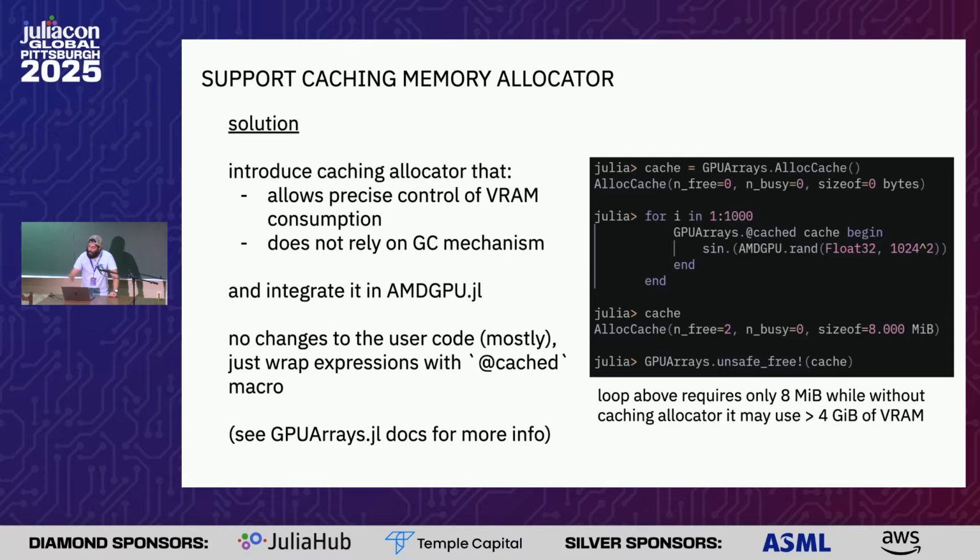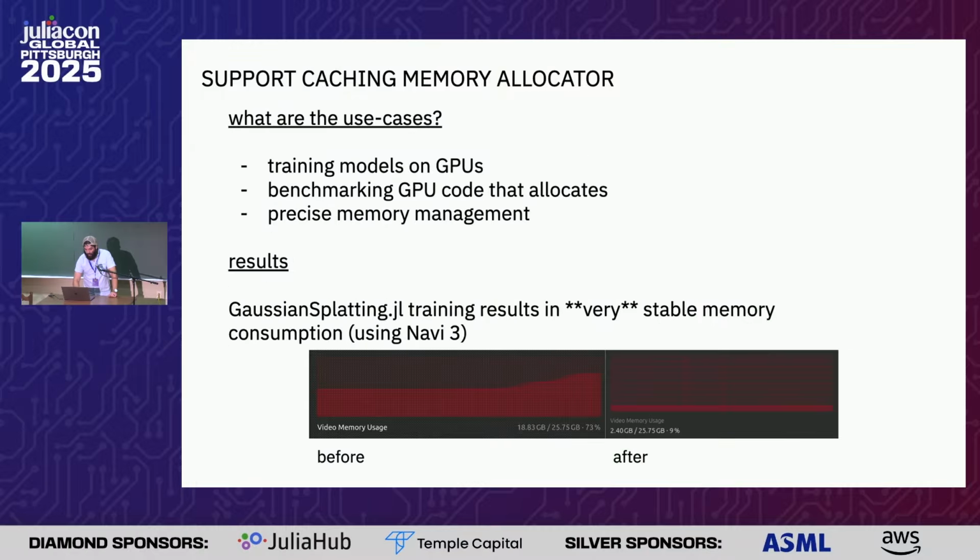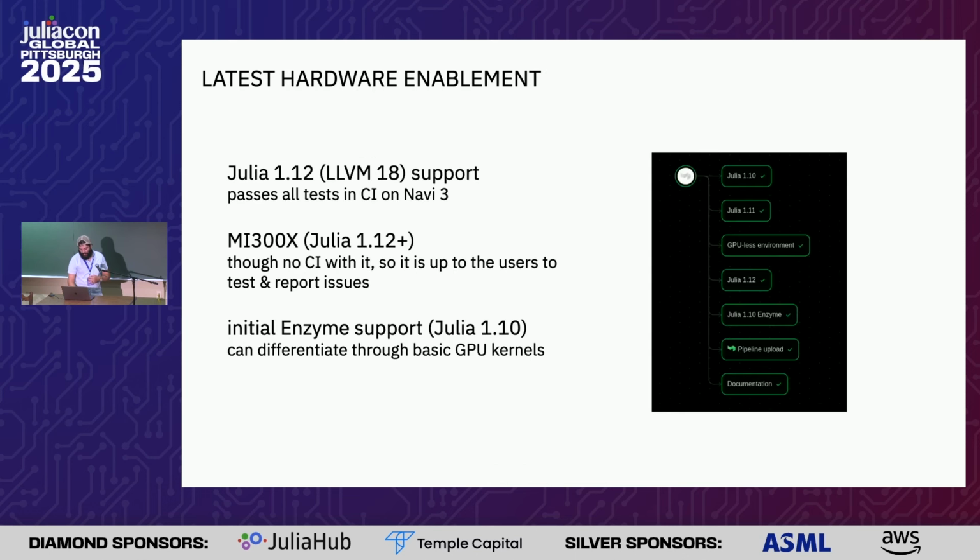Kind of looks like this if you're using it. There it is, there's that flat line that I was talking about. So this is great for machine learning models, AI, all that sort of stuff. Much better for Gaussian splatting. Again, one of Anton's packages.